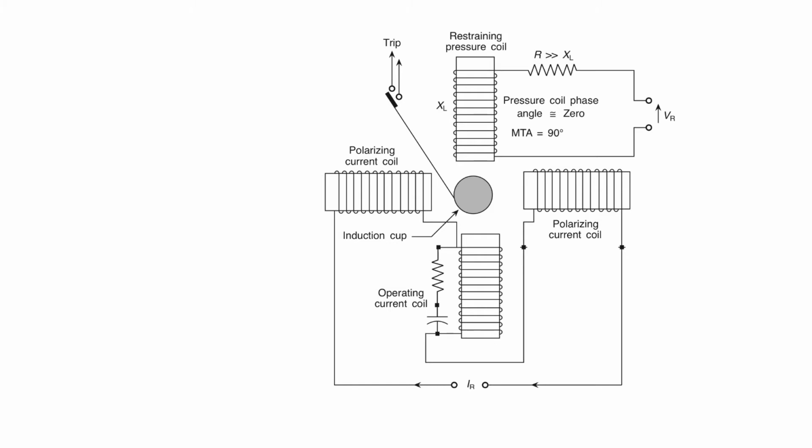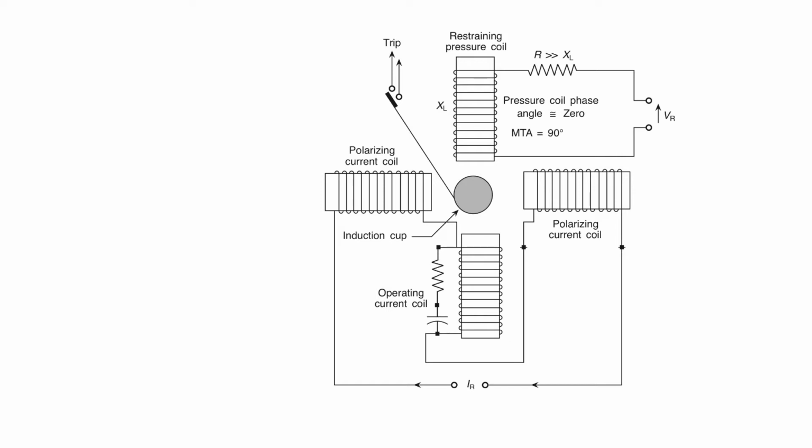created by the two currents. The current through the pressure coil is made to flow nearly in phase with the pressure coil voltage by connecting a resistance whose value is very large compared to the pressure coil inductance. This makes the phase angle of the pressure coil nearly equal to 0 degrees, and when the phase angle is 0 degrees, the maximum torque angle is 90 degrees, because the maximum torque angle equals 90 minus the phase angle of the pressure coil, as we discussed in the previous modules.